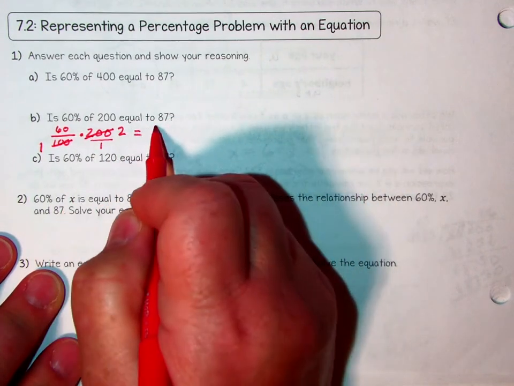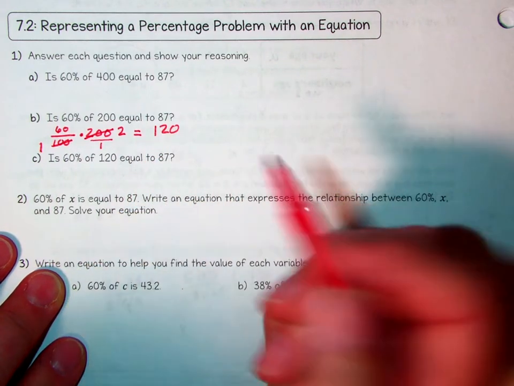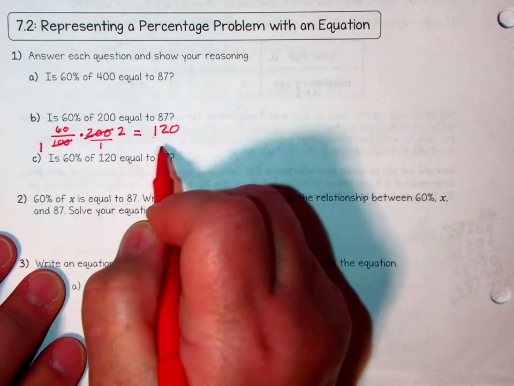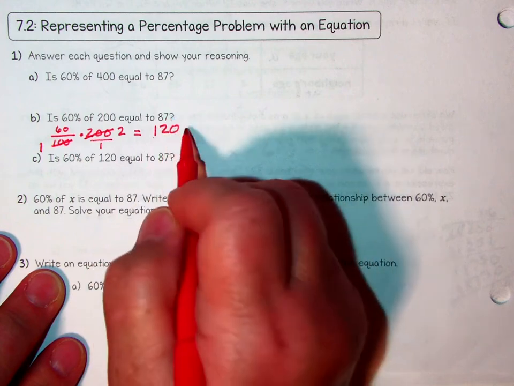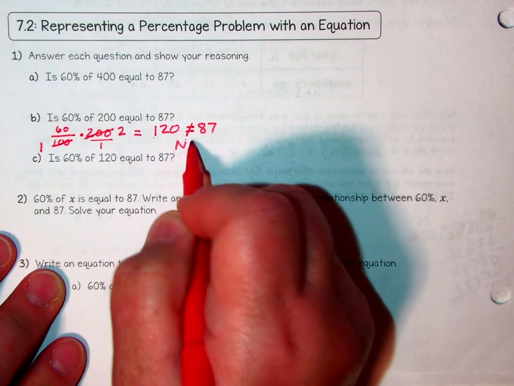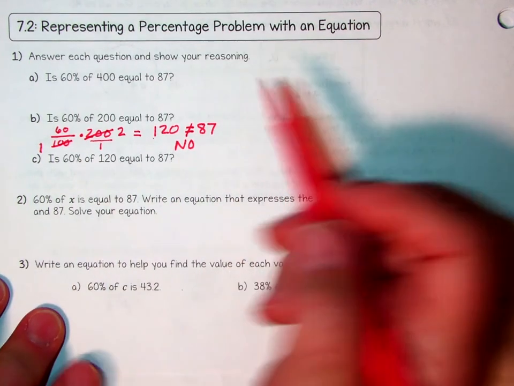60 times 2 is, oops, I started with the wrong problem. That's okay. 60 times 2 is 120 over 1 times 1 is 1. So 60% of 200 is equal to 120, and 120 is most definitely not equal to 87. So I'm going to say no. All right, now let's go back and do part A.